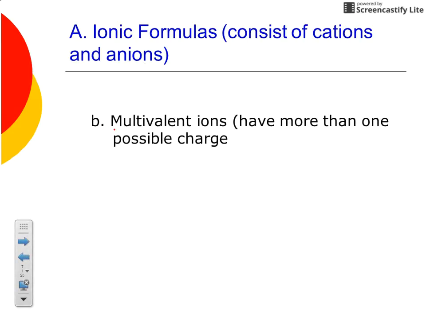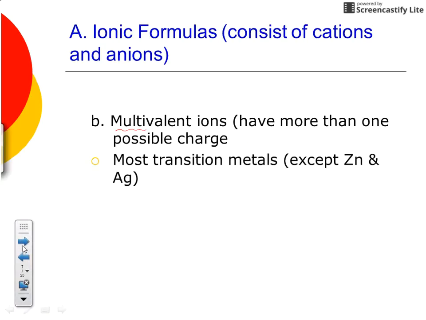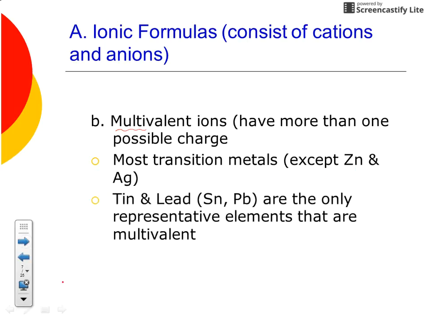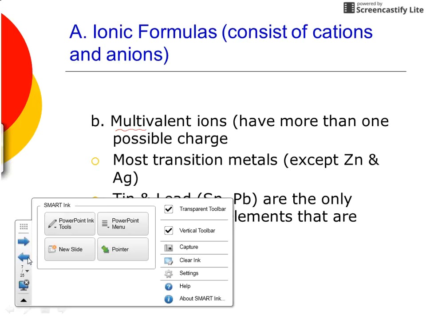Now we also have monatomic ions that are multivalent. Multi means multiple or many, and valence refers to their charges. So they have more than one possible charge. Most of these are going to be our transition metals. Now there are two transition metals that are not multivalent, they're monovalent. So that's zinc and silver. I'll show you how I remember that shortly. And then we have two of our representative elements that are actually multivalent. So tin and lead are the two representative elements that are multivalent that we need to remember.